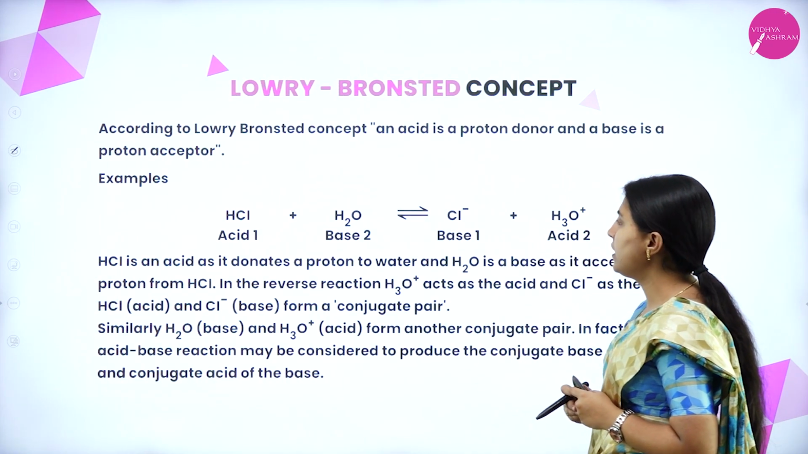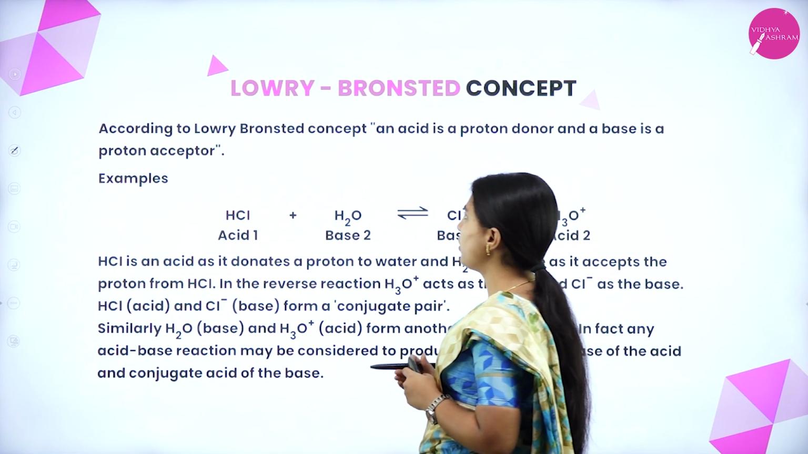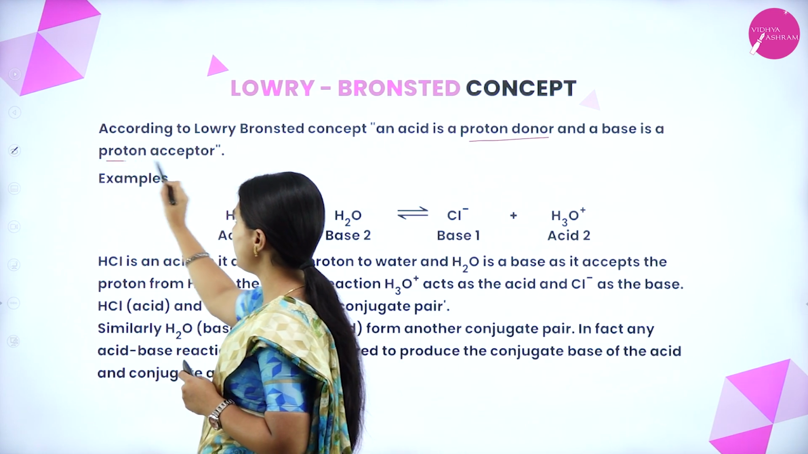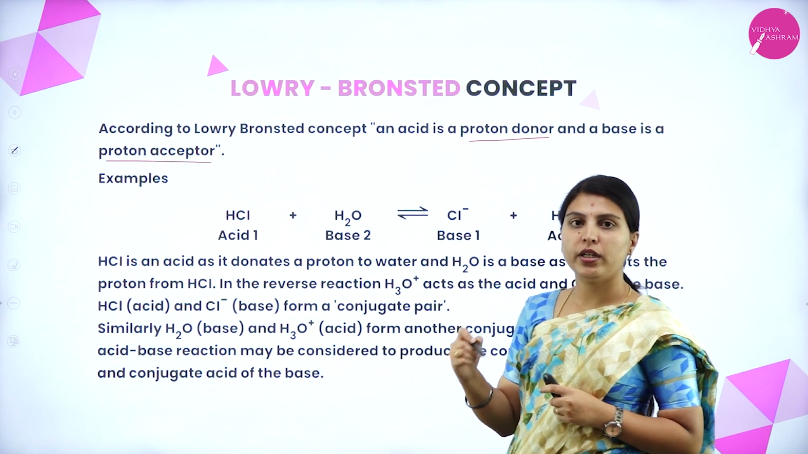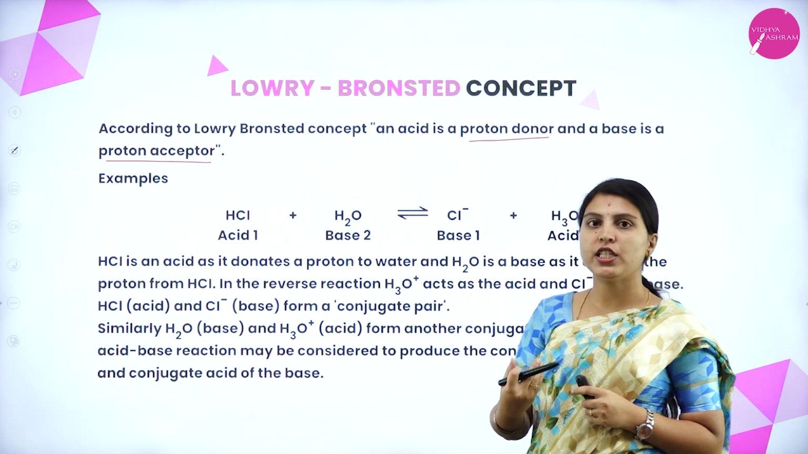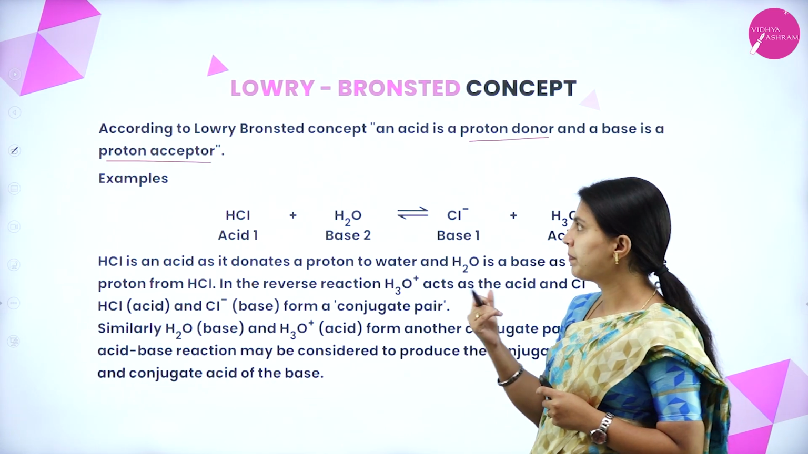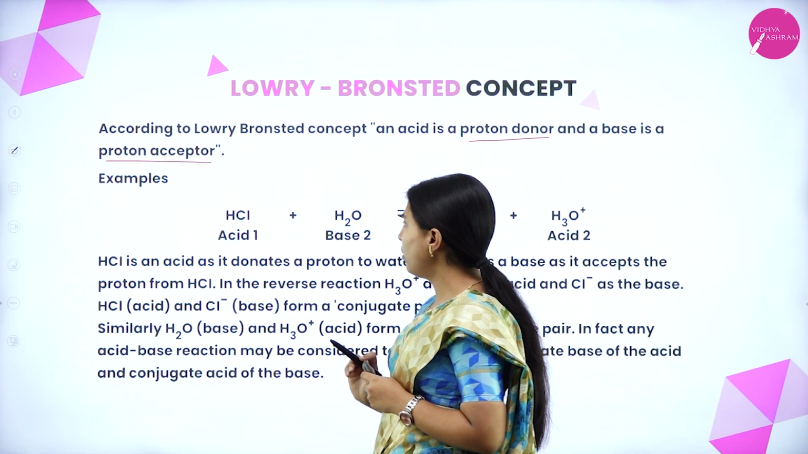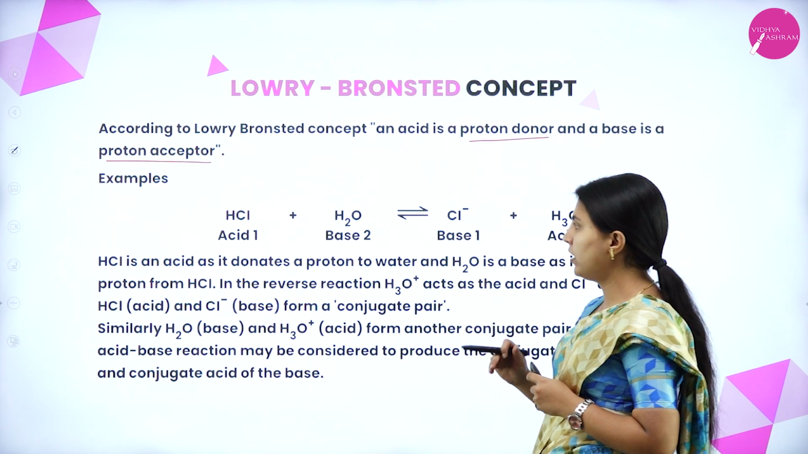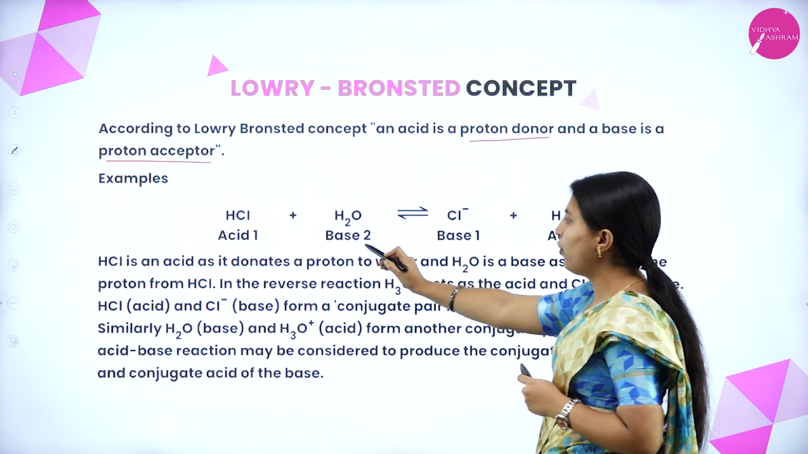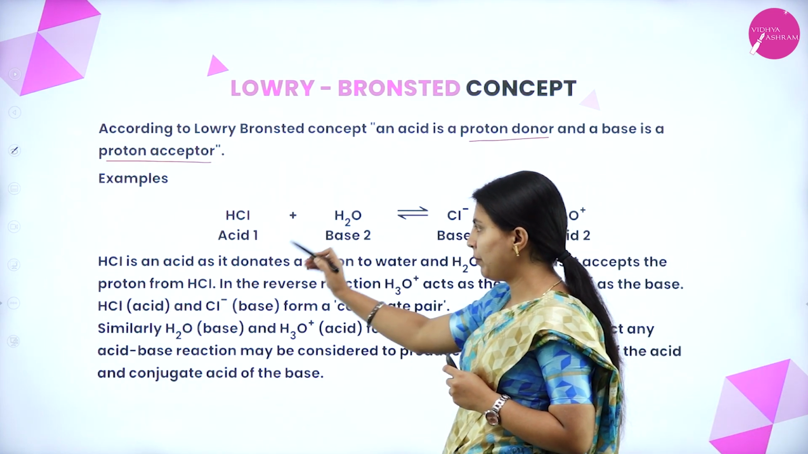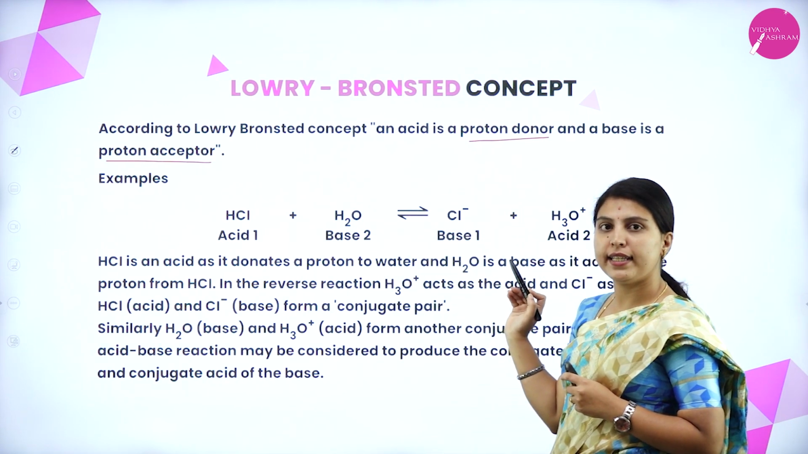Next, the Lowry-Bronsted concept. According to the Lowry-Bronsted concept, an acid is a proton donor and a base is a proton acceptor. Proton means H plus ion. Whenever H plus ion is donated, it will be an acid. Whenever H plus ion is accepted, that will be a base. Example, hydrochloric acid treated with water, which can act as a base or an acid. That H2O will accept H plus ions, which means here water will be a base. HCl is liberating H plus, so it is an acid.